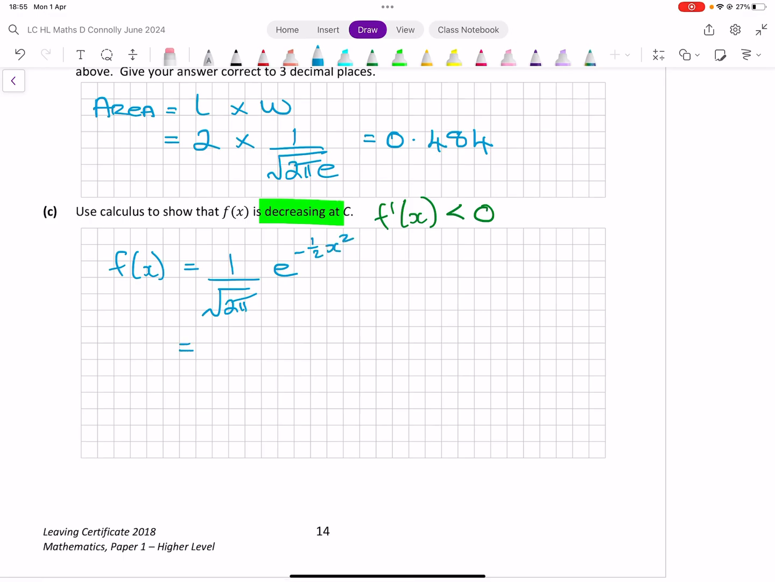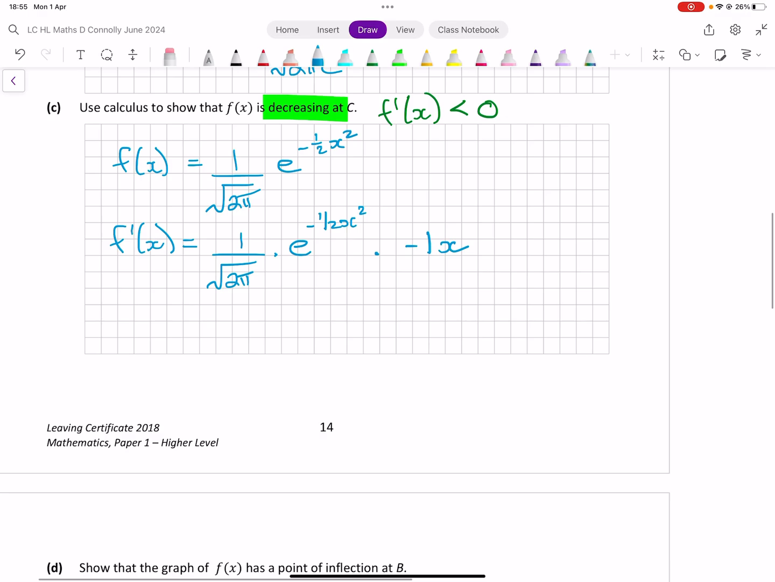Okay, so the constant is 1 over the square root of 2 pi. Differentiate e and you get e, and then multiply by the derivative of the power. So take the 2 down and multiply it, gives you minus 1x, or just minus x. So that is minus x over the square root of 2 pi e to the minus a half x squared.